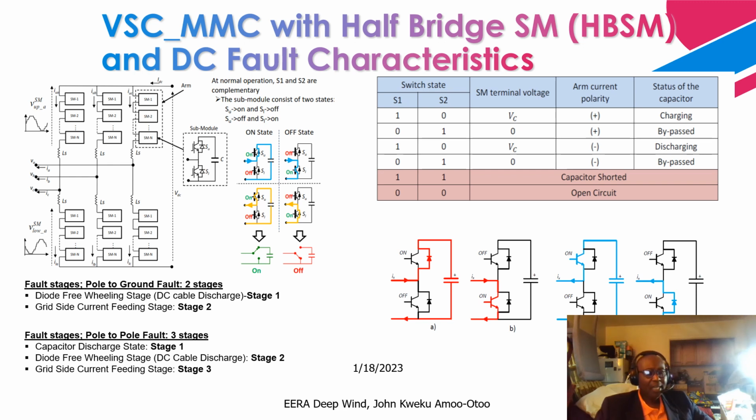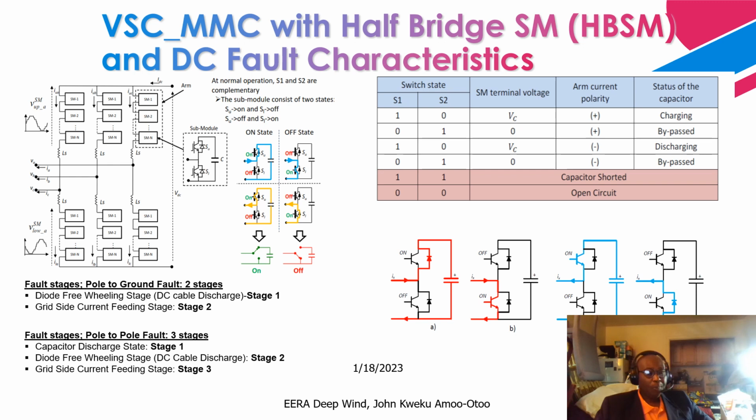The next stage is stage two, the grid side current feeding stage. That is when the DC cable has fully discharged. Then comes the grid side feeding stage, where the grid AC fault current feeds through the freewheeling diode to the faulted point until steady state condition is reached.